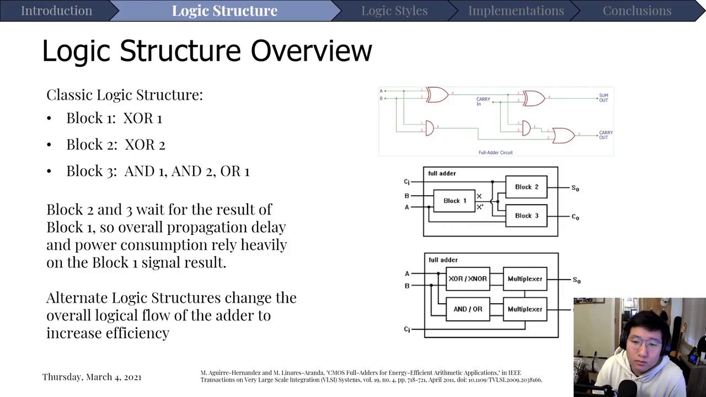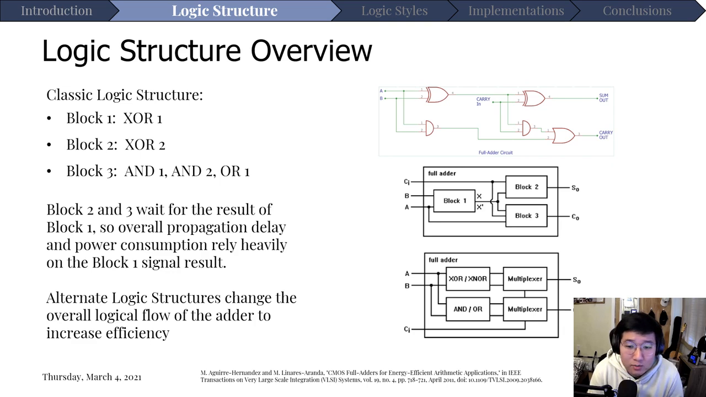So again, I pulled up the diagram of the full adder circuit. The general logic structure or the logic flow of the classic CMOS full adder is that in your first block, that's when you take in your inputs A and B, and the output of that is a XORing of A and B. And then your second block takes that output as well as your carry in and calculates your sum. Meanwhile, your third block takes that output as well as the carry in and as well as the A term, and it gets your carry out term.